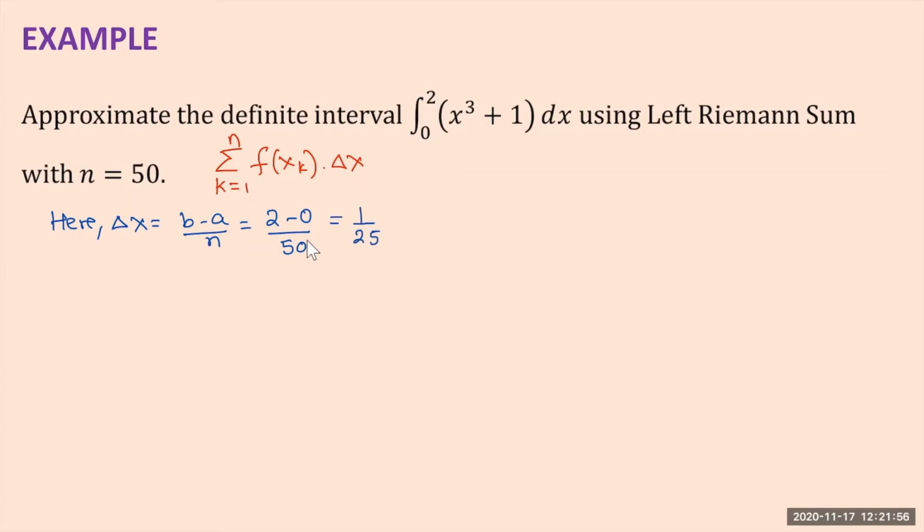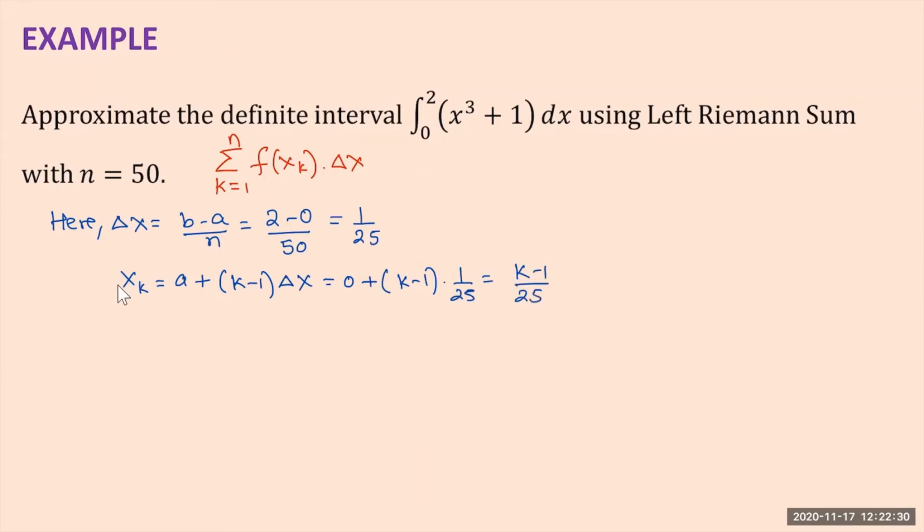Once you have delta x, next thing we need to find is x k. Remember, for the left Riemann sum, your x k is given by this formula, a plus k minus 1 times delta x. Now you can plug in the values. Your a is 0 plus k minus 1 times delta x. We calculated here, it's 1 over 25, which is equal to k minus 1 over 25.